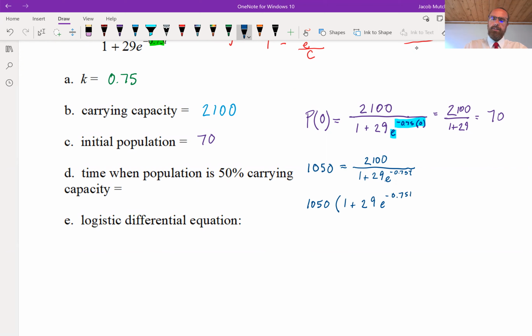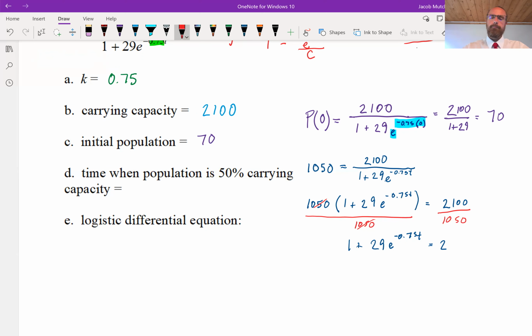By multiplying by this denominator on the right side, it's going to cancel what's there, and we'll just be left with 2,100. I want to then divide by 1050. It'll cancel on the left. Because of the way that we made 1050, it's really coming from the carrying capacity 2,100. That value is just going to be 2. So now I've got 1 plus 29 e to the negative 0.75 t equals 2.